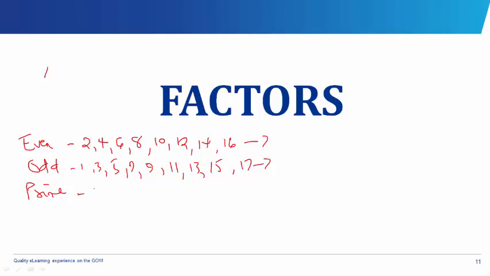Now the first prime number is 1. Can only be divided by itself, 1 and also 1. 3, 5, 7, 9 is not a prime number. It can be divided by 3, so it's not a prime number. 11 is a prime number, 13 is a prime number, 17 is a prime number, 19 is a prime number, 23 is a prime number, and so on and so forth. So these are prime numbers.